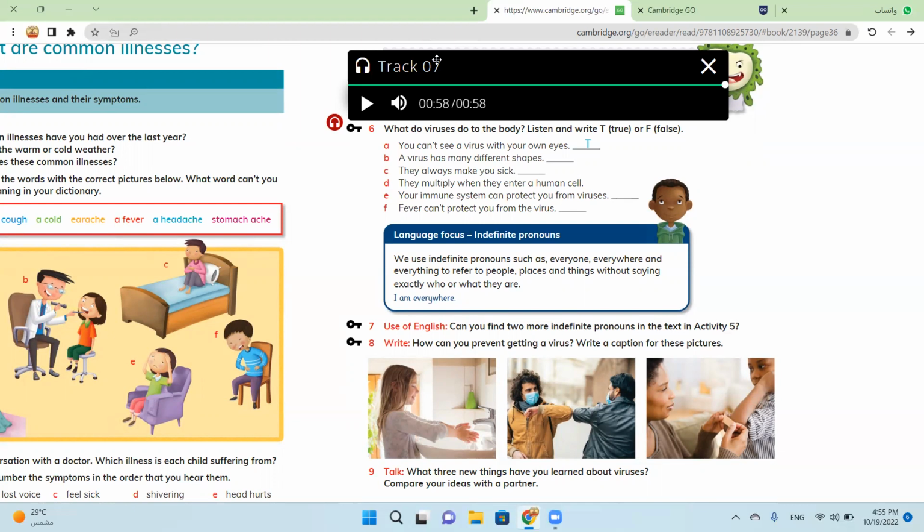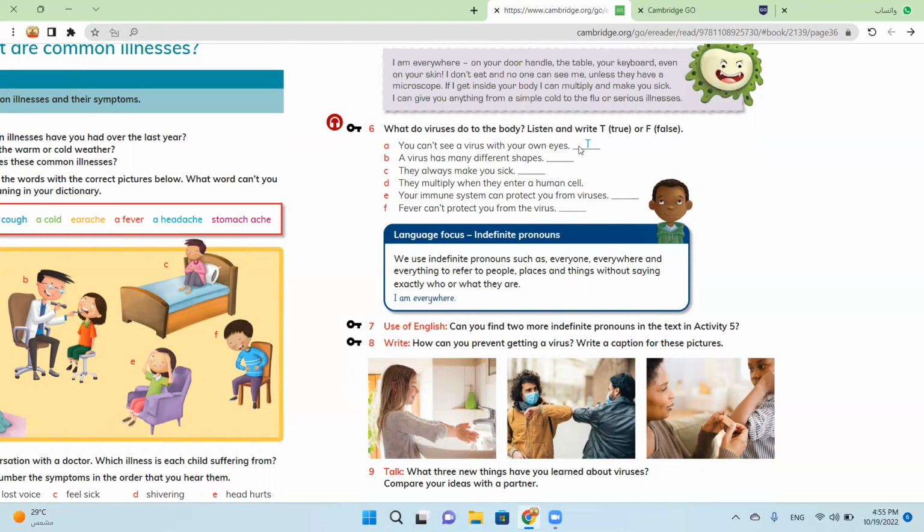Okay, so have you written the true and false? We have B, a virus has many different shapes, like we have heard. This is true. They always make you sick. True. They multiply when they enter a human cell. True. Your immune system can protect you from viruses. True.